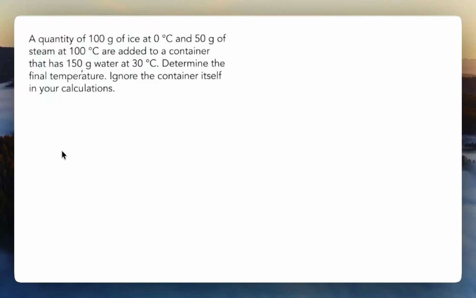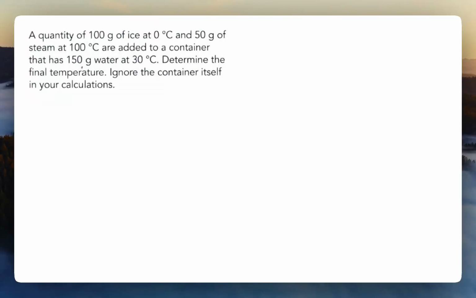So now we come to 7.19. The question says a quantity of 100 gram of ice, which is at 0 degrees Celsius, and 50 gram of steam at 100 degrees Celsius are added to a container that has 150 gram of water at 30 degrees Celsius, right? So a small little diagram will perhaps help us figure out what's happening.